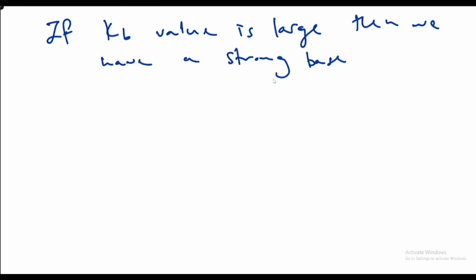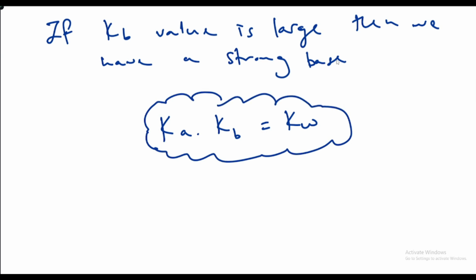And what can we use this to do? Well, there's a very important equation that we're going to be using when we get into the calculations, like pH calculations, etc., for acids and bases. And that equation is Ka times Kb is equal to Kw, where Kw is the dissociation constant for water and is most definitely a constant. So Kw is actually equal to 1 times 10 to the minus 14.